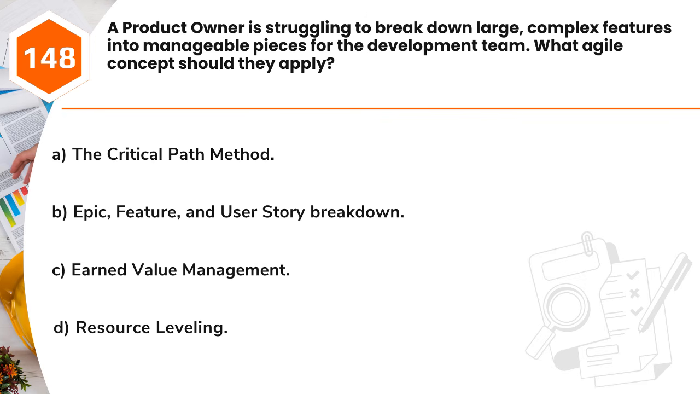Question 148. A product owner is struggling to break down large, complex features into manageable pieces for the development team. What agile concept should they apply? A. The critical path method. B. Epic, feature, and user story breakdown. C. Earned value management. D. Resource leveling.